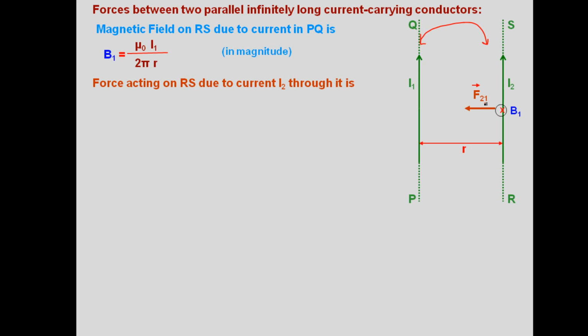The force acting on RS due to current I2 in it is BIl, or BIl sin theta. Theta is 90, so it is B1, but the current is of the second conductor, I2, and this part we have used as length. So sin 90 becomes 1, and the expression becomes mu naught I1 I2 L by 2 pi R.